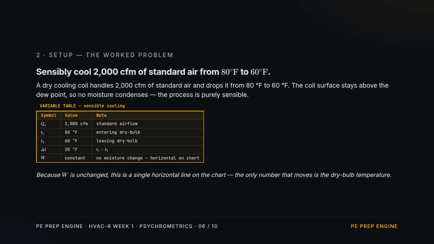Setup, the worked problem. A dry cooling coil takes 2,000 cubic feet per minute of standard air and drops it from 80 down to 60. The coil stays above the dew point, so nothing condenses. Purely sensible, a horizontal move at constant humidity ratio. The temperature change is 20.